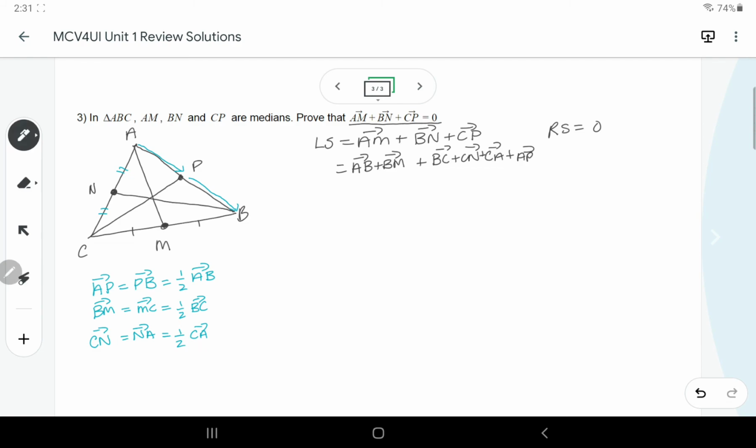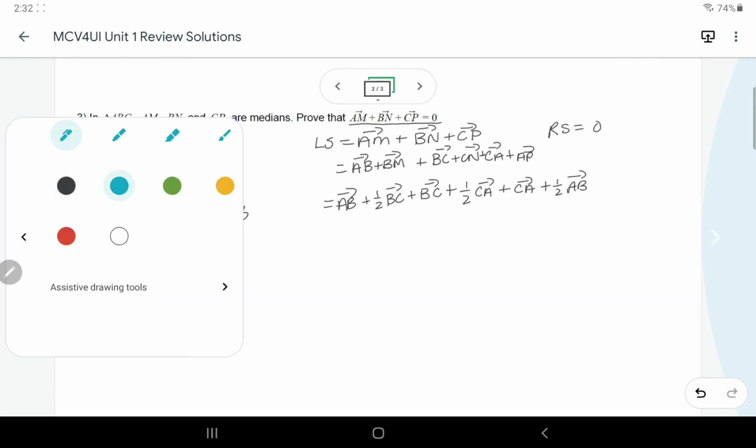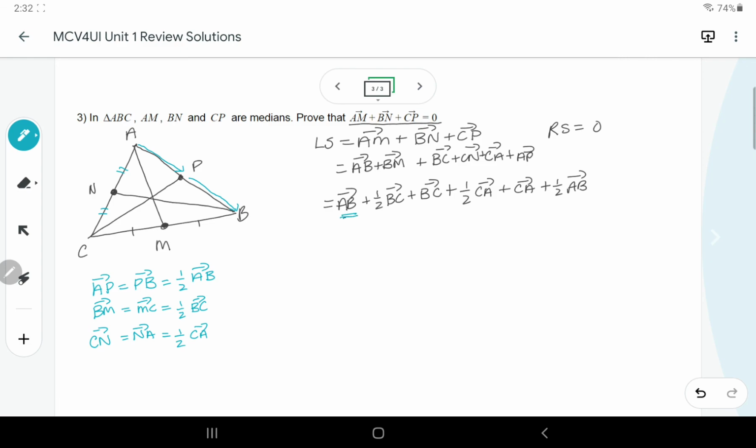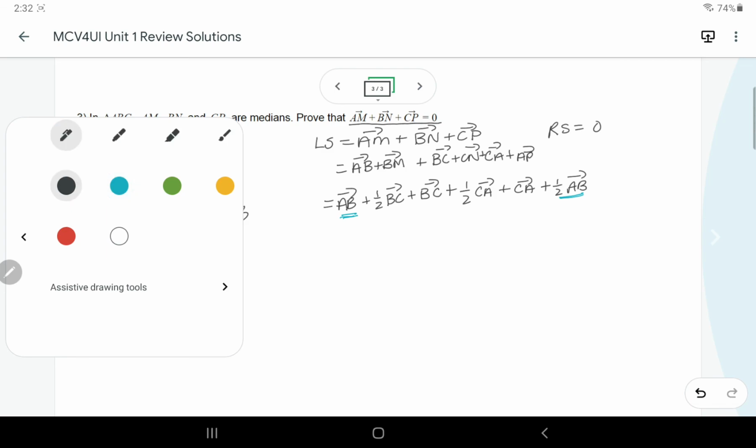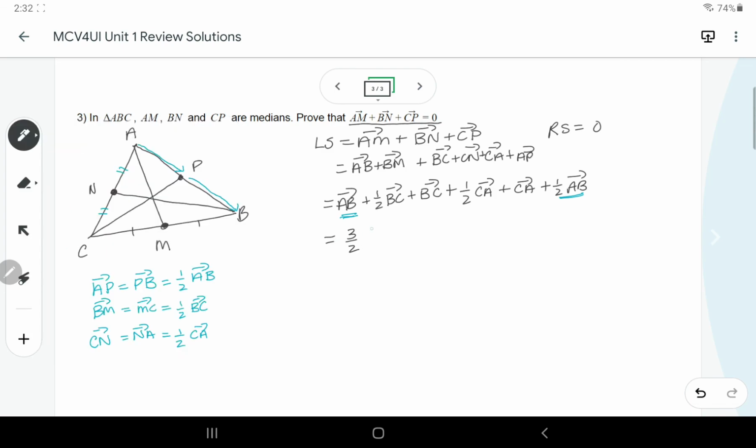So instead of BM, I'm going to write that as 1/2 BC, and so on. So I'm keeping the AB. Here I'm replacing BM with 1/2 BC. And then I still have BC. Now I'm going to make a replacement for CN and call that 1/2 of CA. Then I still have a CA, that's staying the same. And then where I have AP, I'm going to replace that with 1/2 AB. Okay. Now I see a bunch of like terms, and I'm just going to highlight them like what you would have done when you were in grade 9, learning like terms. So there we have AB plus 1/2 AB. So that's 3/2 AB.